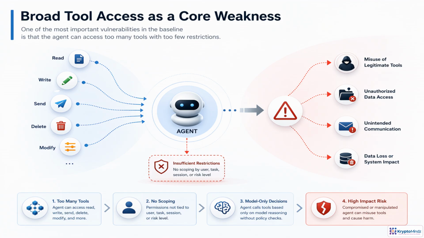One major weakness is broad tool access by default. If the agent can read, write, send, delete, and modify without tight boundaries, every reasoning mistake becomes more dangerous. The issue is not that these tools exist. It is that permissions are not scoped to the user, task, session, or risk level. The model may decide to call a powerful tool with no separate policy check. If the agent is manipulated or compromised, legitimate tools can become the path to unauthorized access, unintended messages, data loss, or system impact.